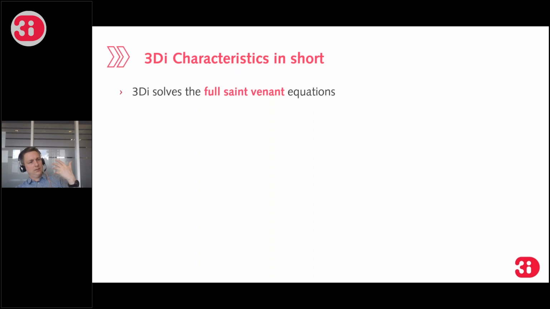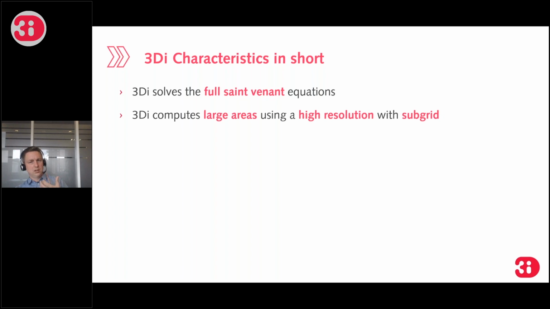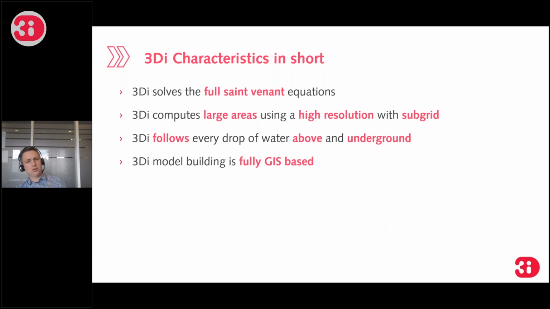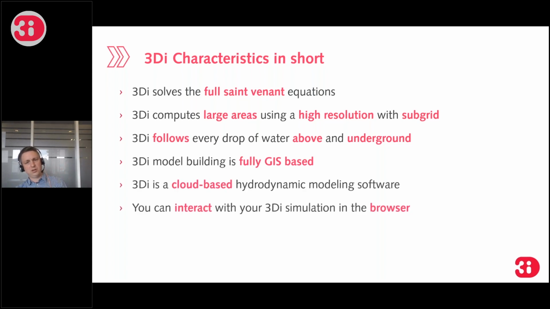So what we're talking about with 3DI is the holistic approach. I'm going to give you first a short characteristics of 3DI. We do the full Saint-Venant equations. We are computing all the water volumes and timings correctly. We can compute large areas using high resolution with subgrid. We can follow every drop of water above and underground. The model building is fully GIS based. We are a cloud-based hydrodynamic modeling software. You can interact with 3DI simulation in the browser and the live site.